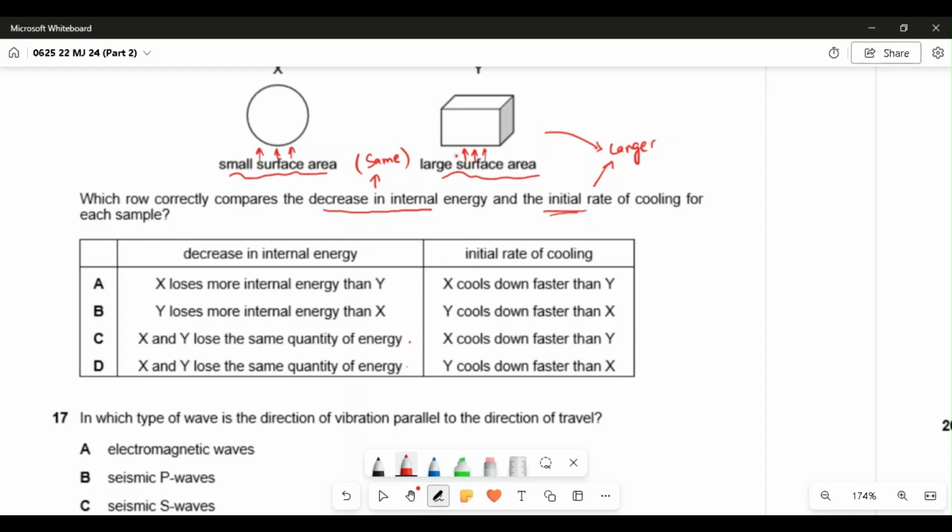Now, for me, this Y is going to cool quickly. So Y cools faster. This option. So the correct option is D.